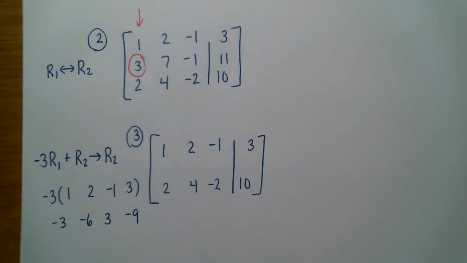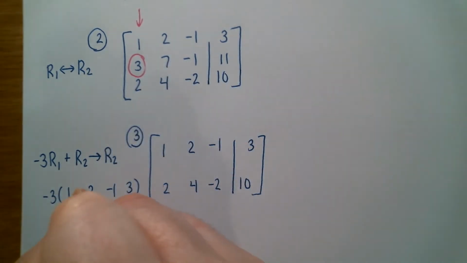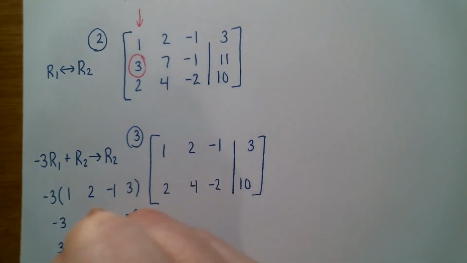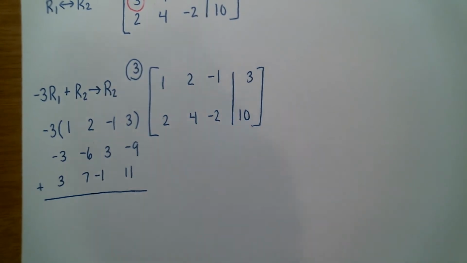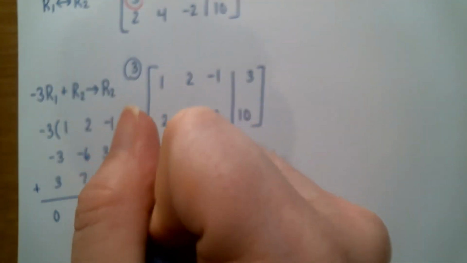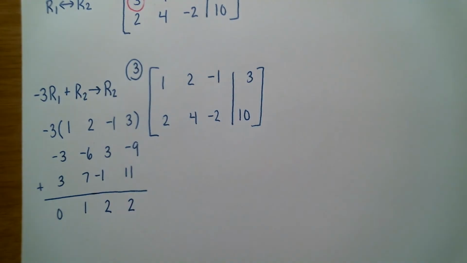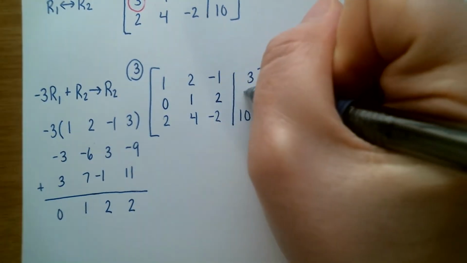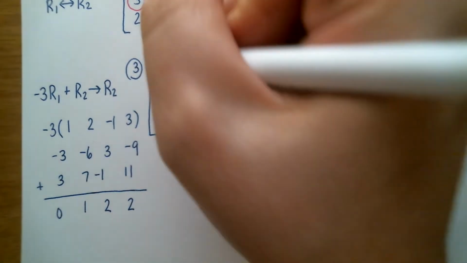Add this back to the second row up here. So we're going to add it back to 3, 7, sorry, negative 1, positive 11. We're adding here. Negative 3 plus 3 is 0. Negative 6 plus 7 is 1. 3 plus negative 1 is 2. Negative 9 plus 11 is positive 2. So that is your new second row.